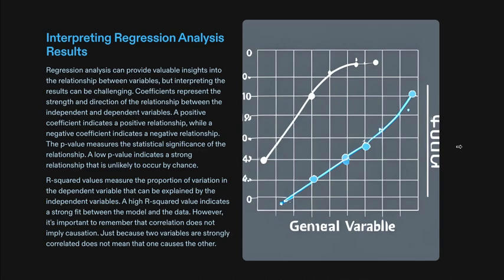Now, the p-value measures the statistical significance of the relationship. A low p-value indicates a strong relationship that is unlikely to occur by chance. The r-squared value measures the proportion of variation in the dependent variable that can be explained by the independent variables. A high r-squared value indicates a strong fit between the model and the data. However, it is important to remember that correlation does not imply causation. Just because two variables are strongly correlated does not mean that one causes the other. For example, just because there is high temperature doesn't mean you'll always be selling your ice creams.